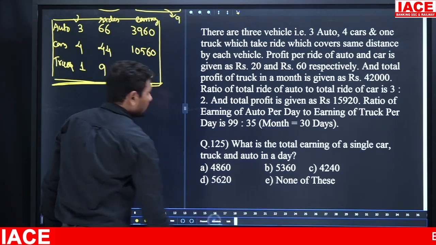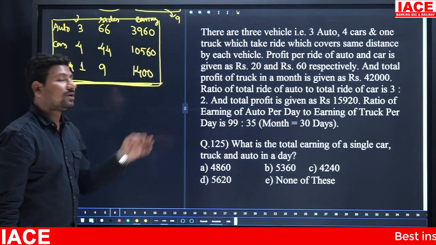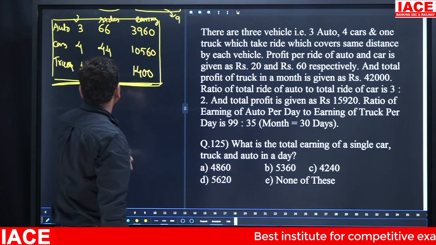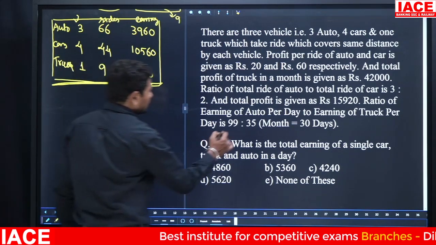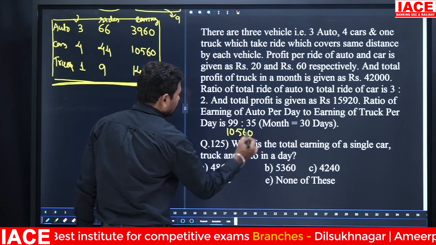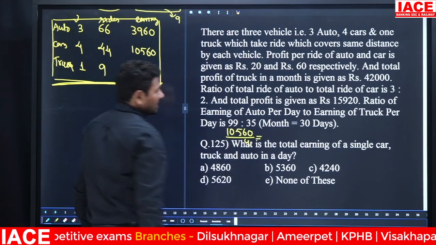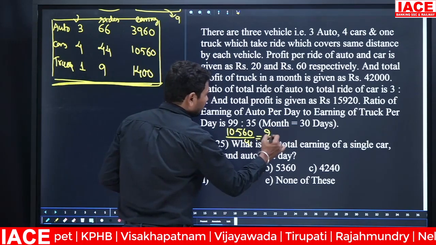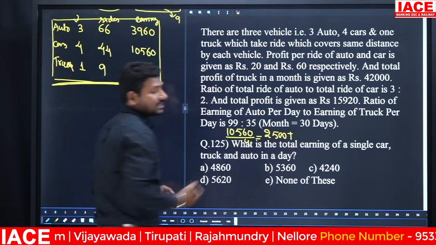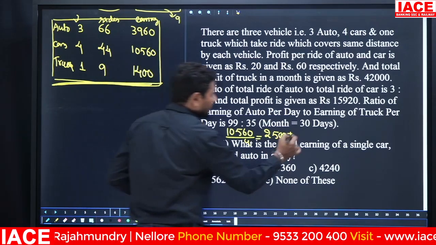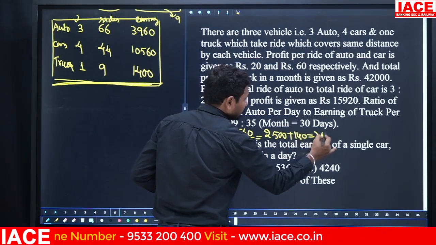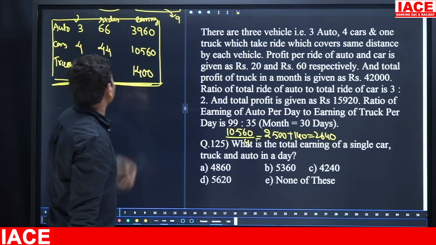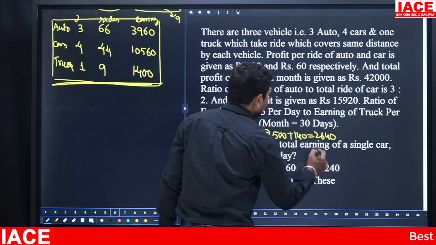Next, what is the total earning of single car, truck and auto in a day? Okay, single car is 4 cars, 10560, then single car means 10560 by 4. It is 10,000 of value is 5,000, 5,000 of value is 2,500, plus 560 of value is 280, 280 of value is 140. It is equal to 2640. This is 2640 for the car. As it is car, what is the auto value here?